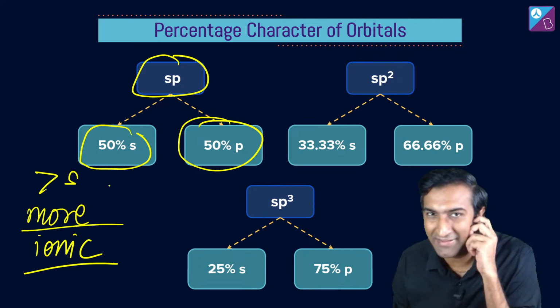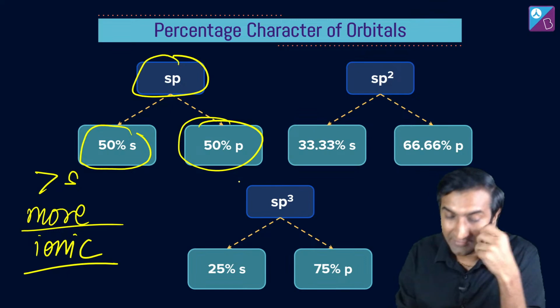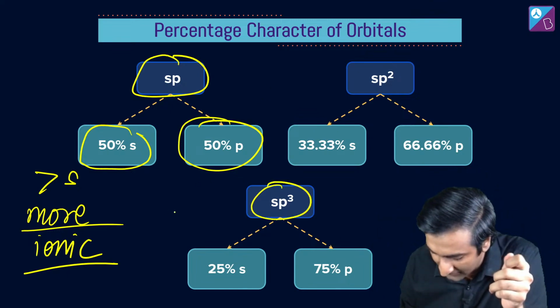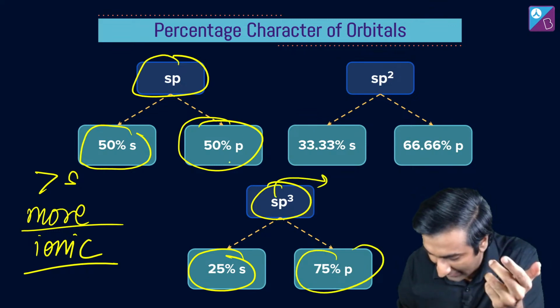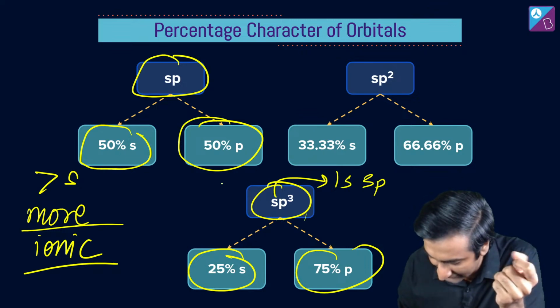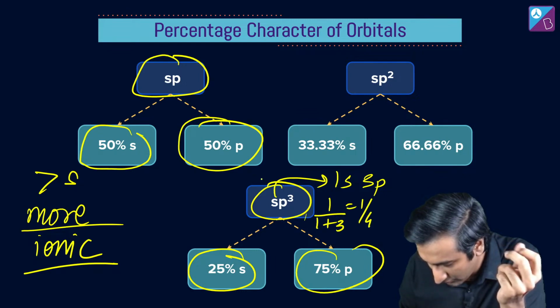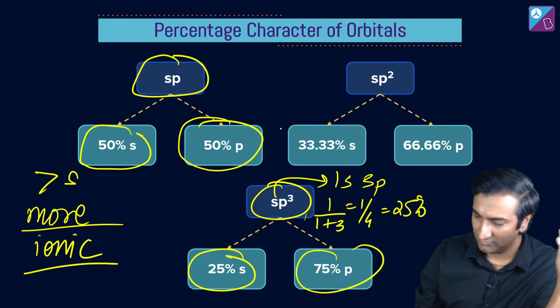We will do this when we do Fajan's rules in the next session. We will look at what is covalent and ionic character, but this concept of percentage of S character is useful there. In sp3, the percentage is 25 and 75. How do we get this? Look, there is one S and 3 P, right? So percentage S character is 1 divided by 1 plus 3, which is 1 by 4, which is 25%. Okay, cool. No doubts here, right?